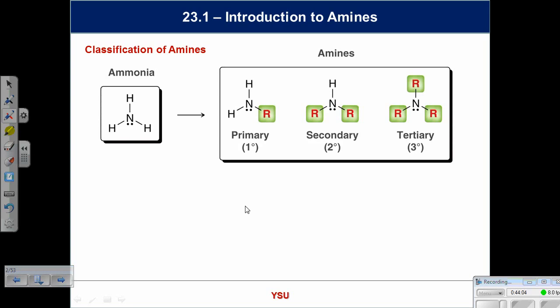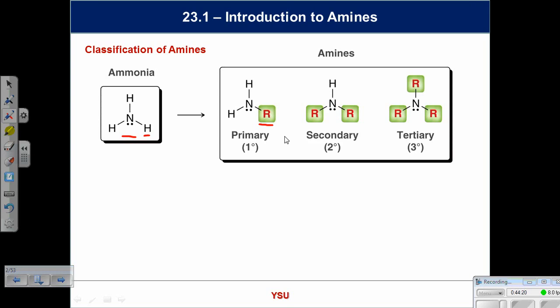You all know about ammonia, how important it is to nature and how we have to recycle this stuff. It is not organic, but it is the center sort of structure for organic amines. If we swap out one of the hydrogens from ammonia and put one carbon group on there, we get a primary amine.